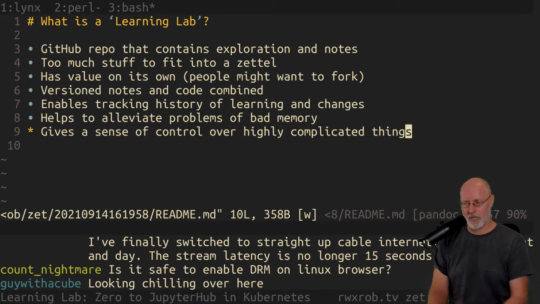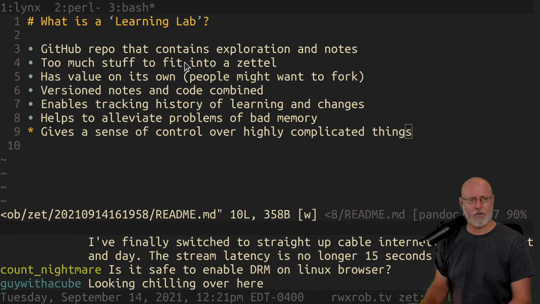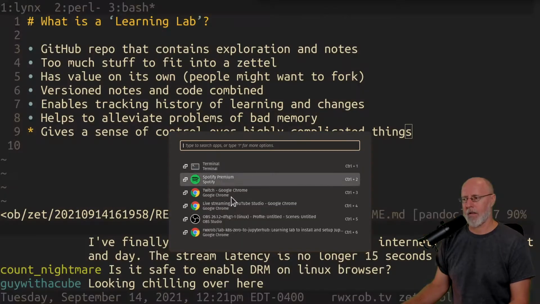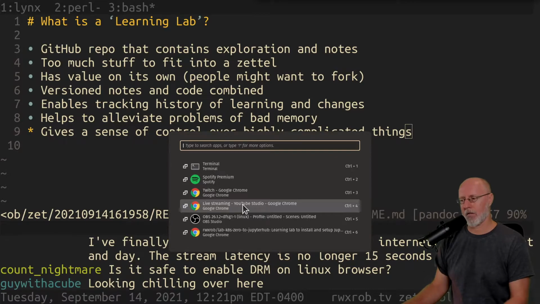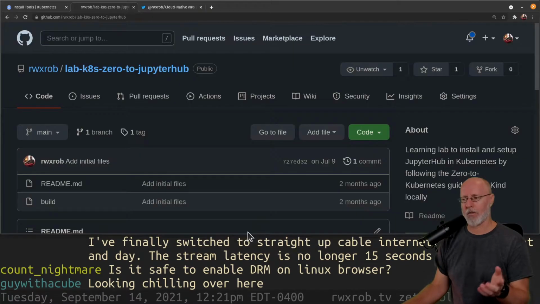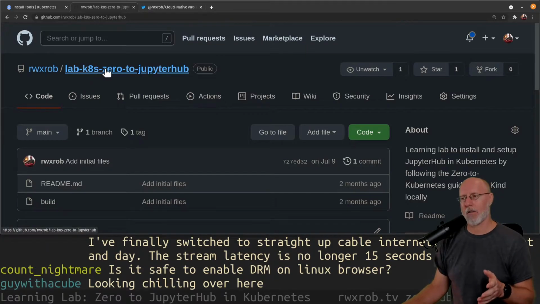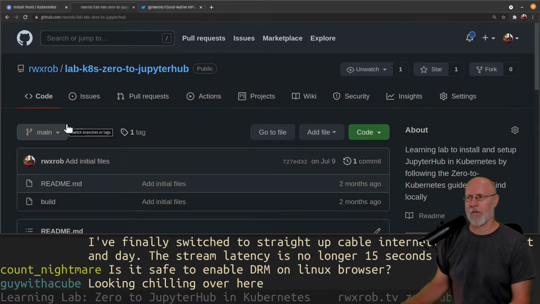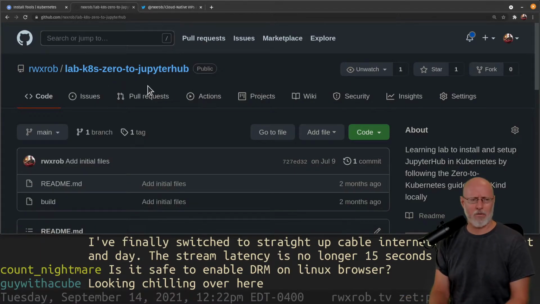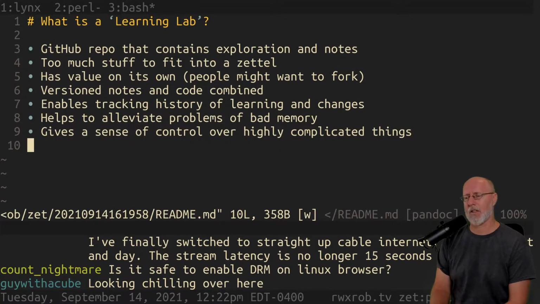So what does a learning lab look like? Here's a learning lab that I have started for this. You can go check it out just as an example. So artifacts: rob/lab-kubernetes-0 to Jupyter Hub. I choose to prefix my repos this way because I have a lot of them, and some of them are more built than others.